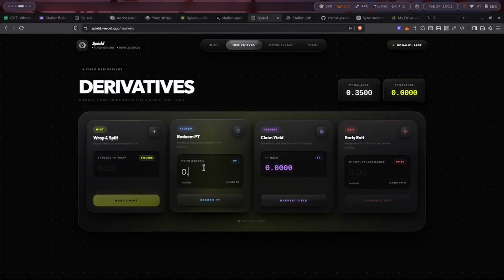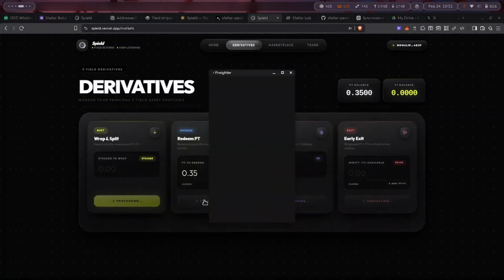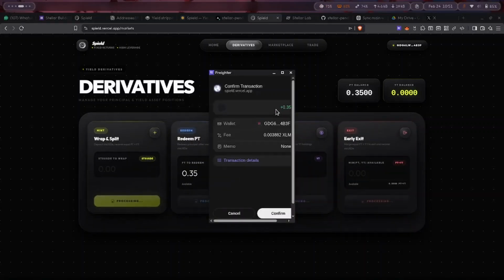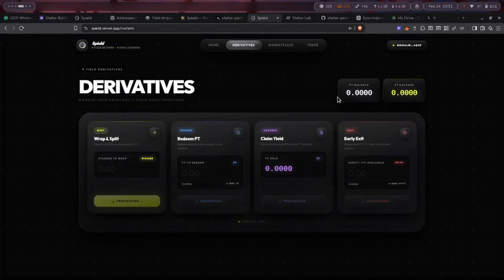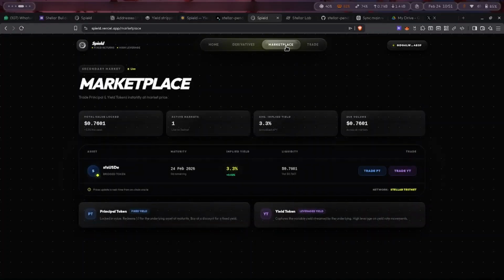And obviously, just like we redeemed the YT token here, we will now be redeeming the PT token, and since we bought it at a discount, now we are getting the whole face value of that whole yielding token. Okay, so let's wait for the transaction. So we can see the transaction is complete now. We have received that 0.35 XLM token into our account directly.